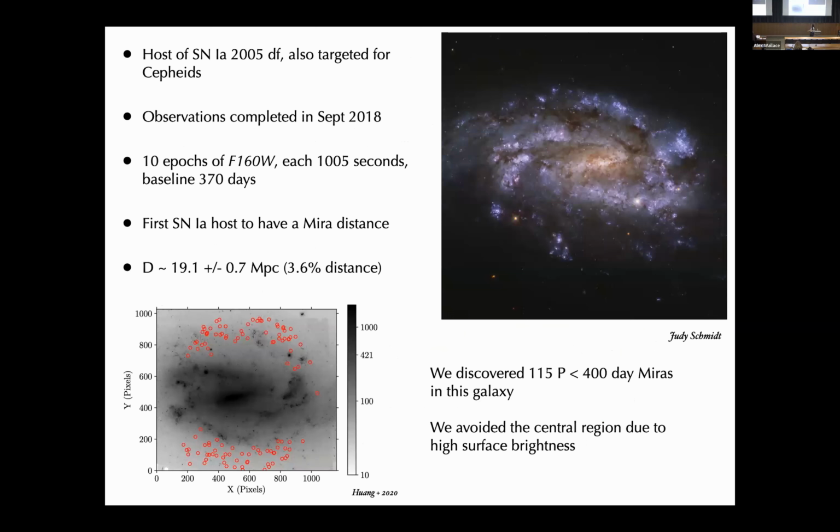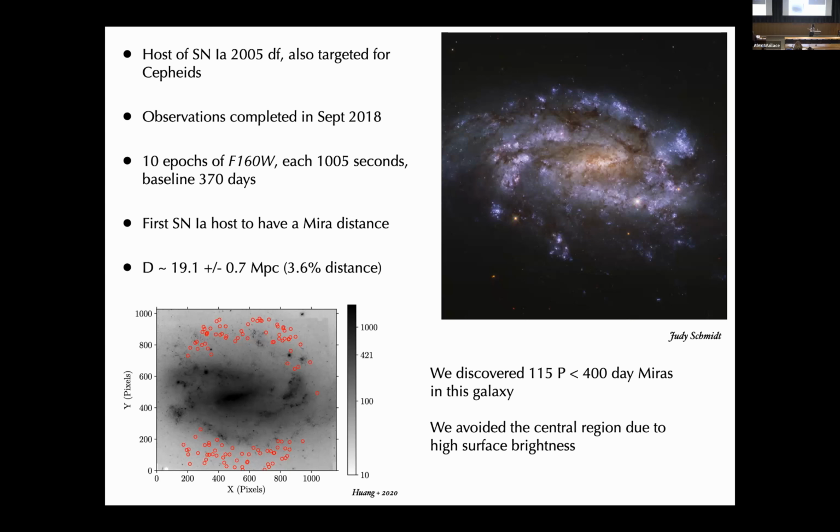So the next galaxy we looked at was 1559, which I forgot to label on here, but it was the host of Type 1a supernova 2005 DF. And this was at a distance of 19 megaparsecs. So to date, they're still the most distant Mira variables that we found. We had about a year of observations here as well.